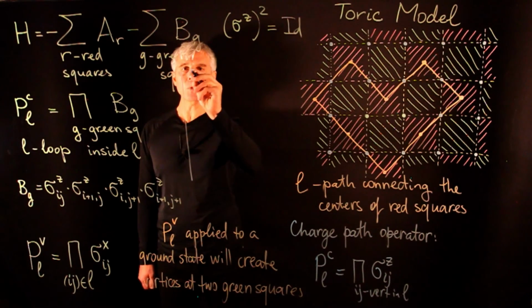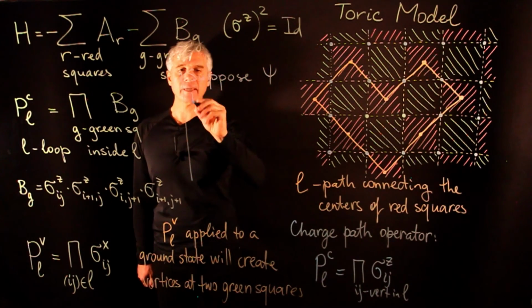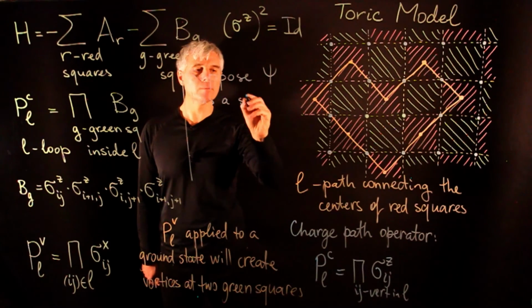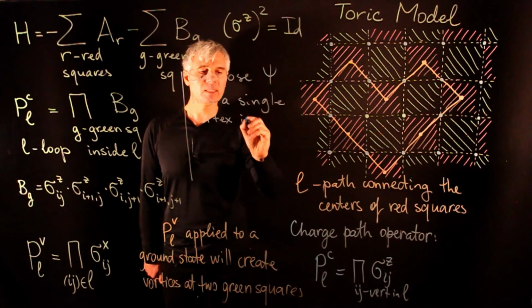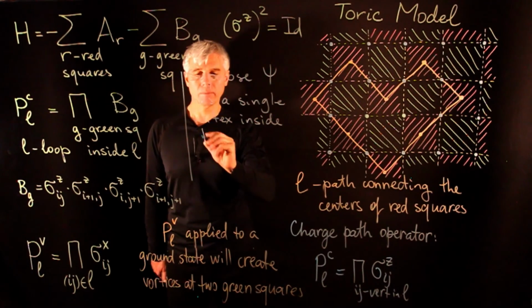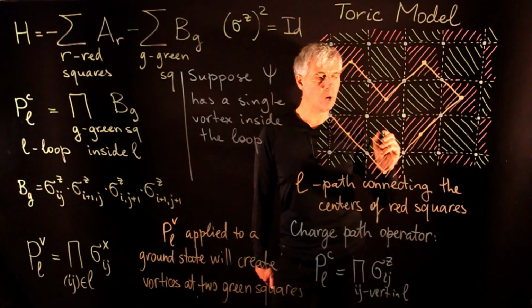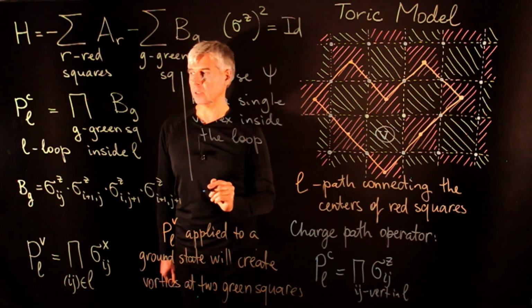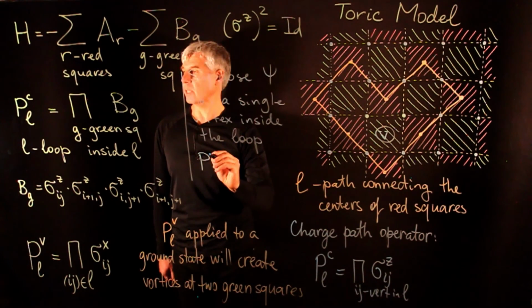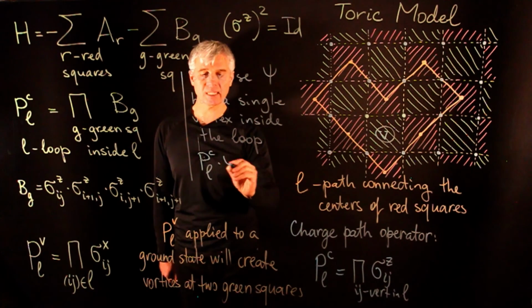Now, suppose we take a state psi that has a single vortex inside the loop. So, for example, in one of these green squares inside the loop, we have a vortex. So then what will happen? So what will happen if we apply this charge path operator or loop operator to this state?